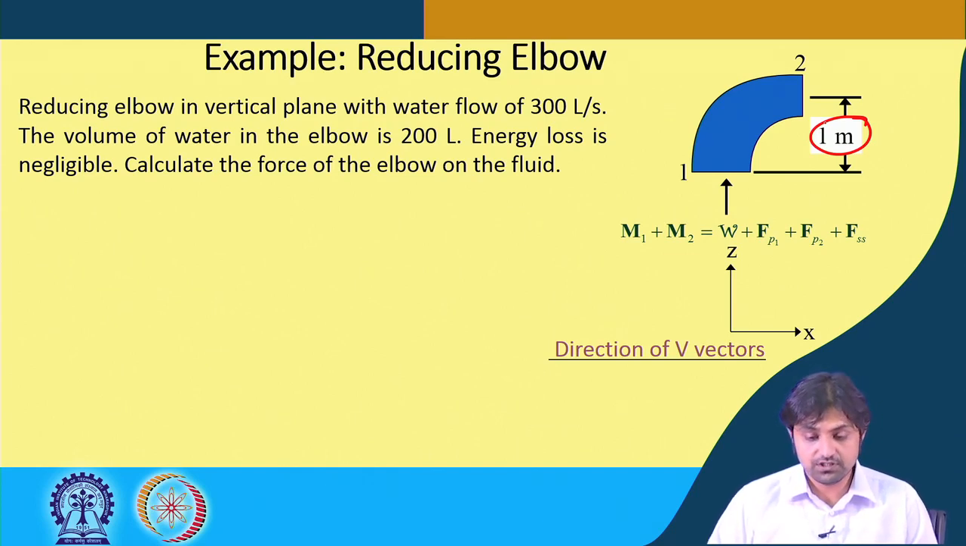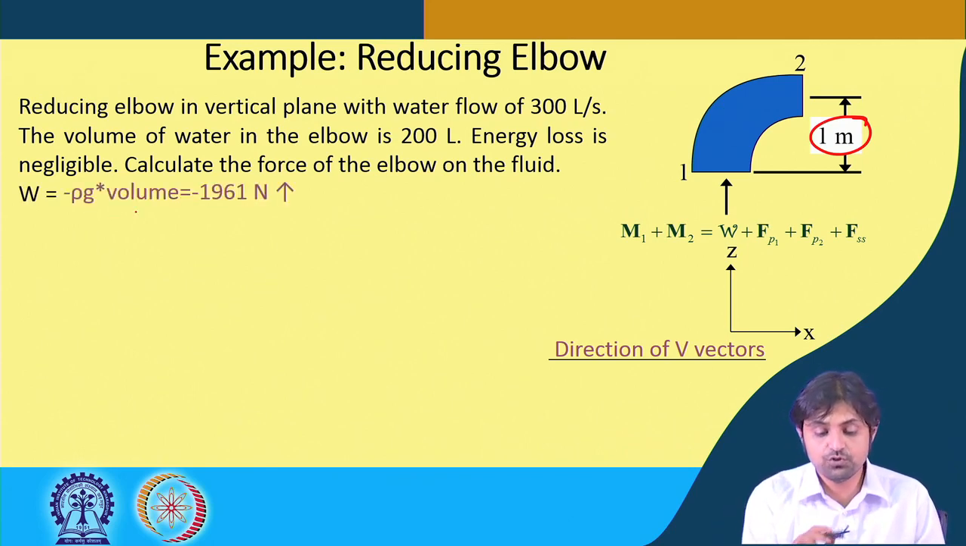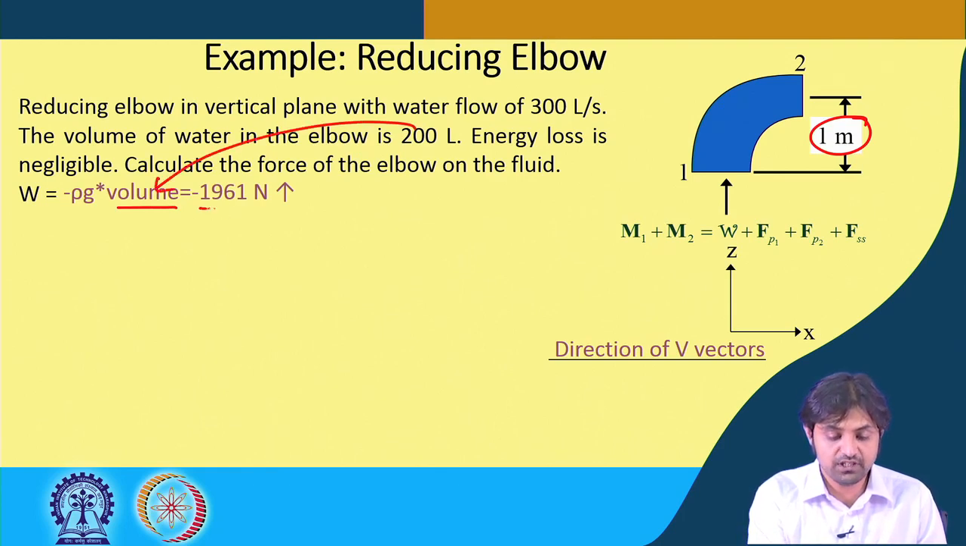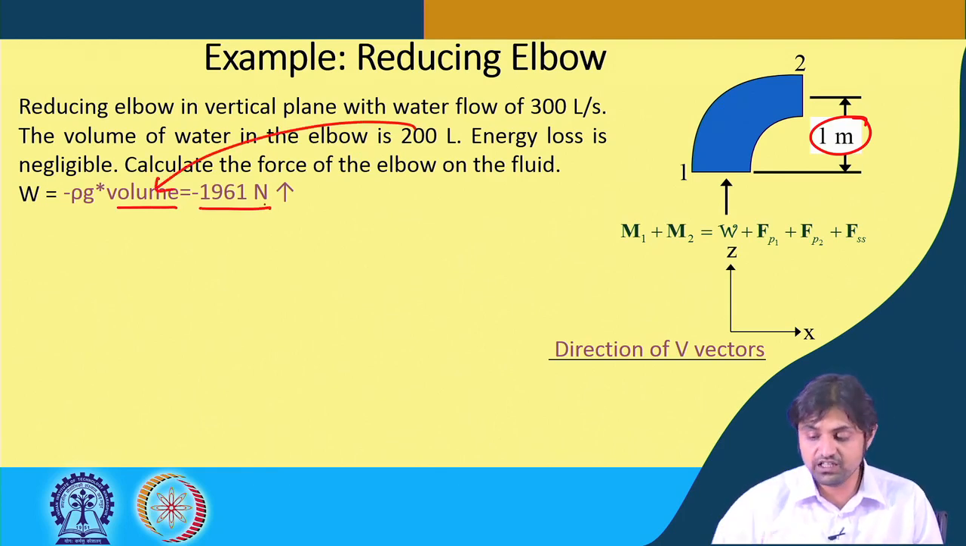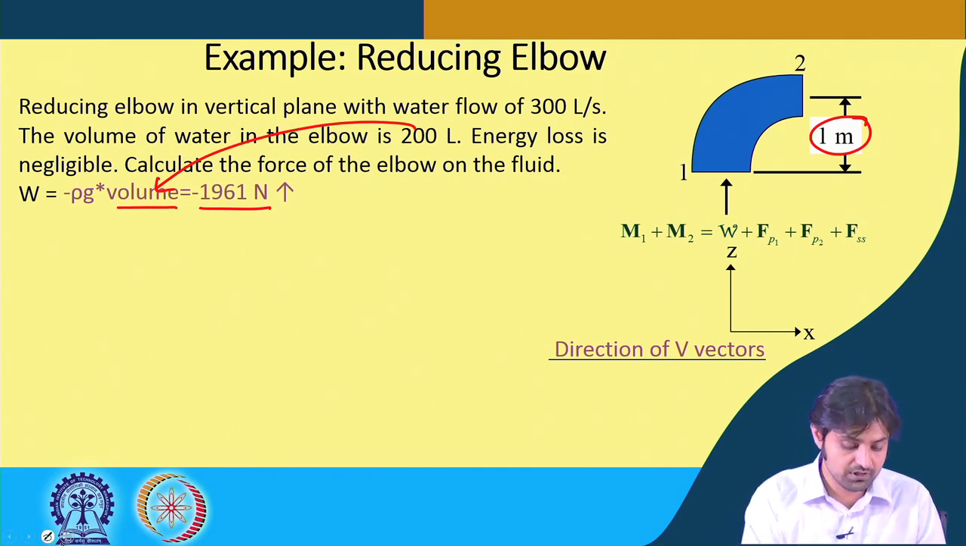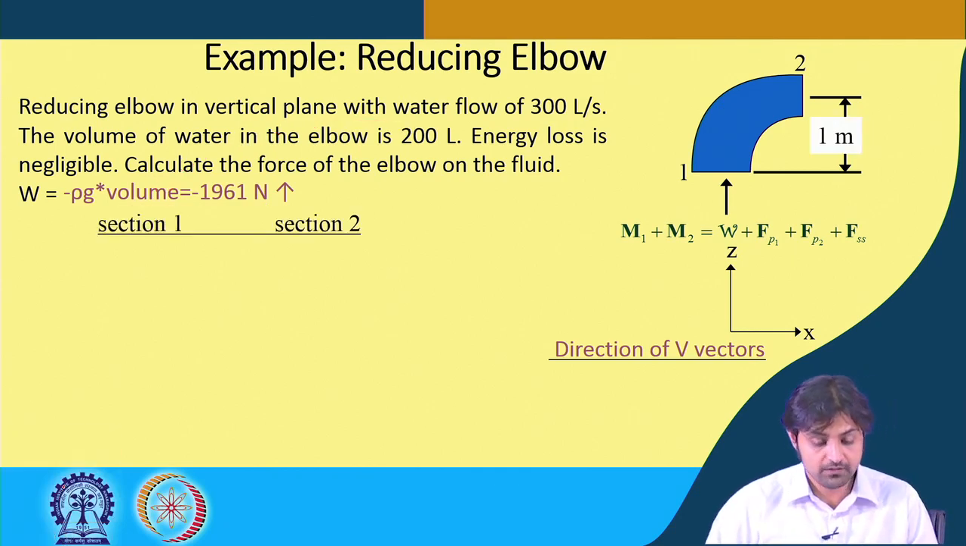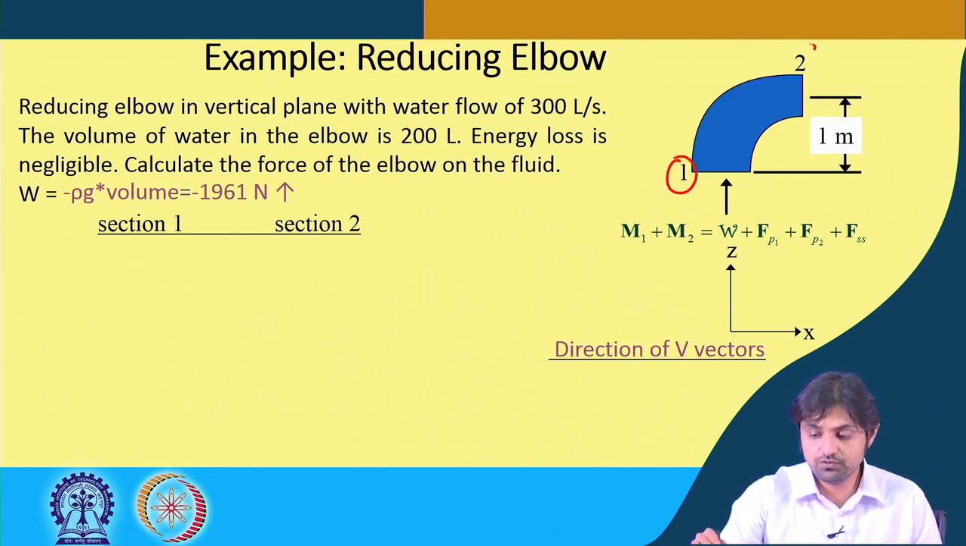So Q is 300 liters per second. The volume of water in the elbow is 200 liters, that is the total volume. Energy loss is negligible. Calculate the forces of the elbow on the fluid. So this is the question. What is going to be the weight? Minus rho g into volume. So if you put volume as 200 liters, you are going to end up with 1961 Newton in the negative direction because weight acts downwards.